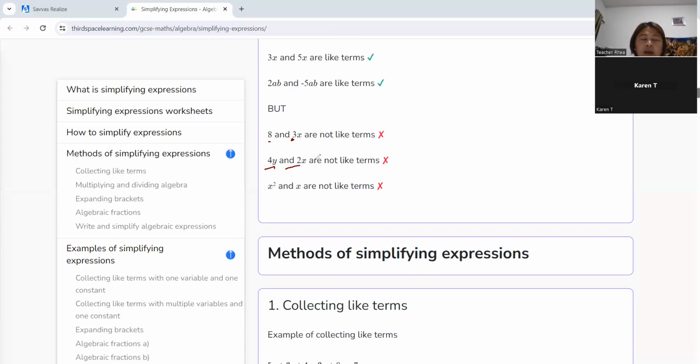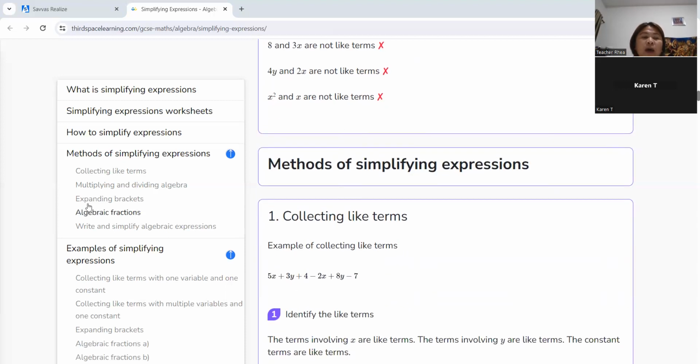4y and 2x are not like terms because they have different variables. X squared and x are not like terms because the exponents are not the same. X squared has an exponent equal to 2, while x has an exponent equal to 1. So they don't have the same exponent. Thus, these terms are not like terms.